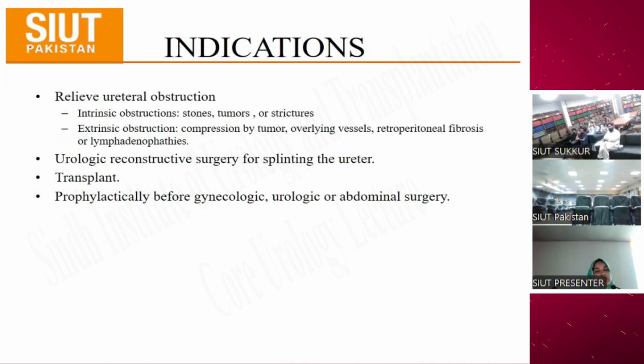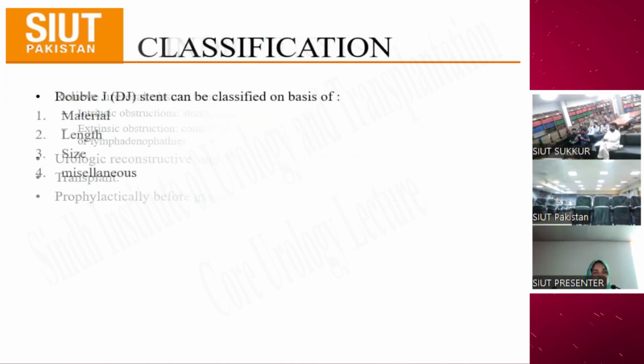The indications for placing a DJ stent are to relieve ureteral obstruction. It could be intrinsic obstruction due to stone, tumor, or stricture, or extrinsic obstruction by compression by a tumor or overlying vessels, retroperitoneal fibrosis, or lymphadenitis. It is also used in urologic reconstructive surgery for splinting the ureter, in transplant, and prophylactically before gynecological, urological or abdominal surgeries to identify the ureter so we can prevent injury to the ureters.